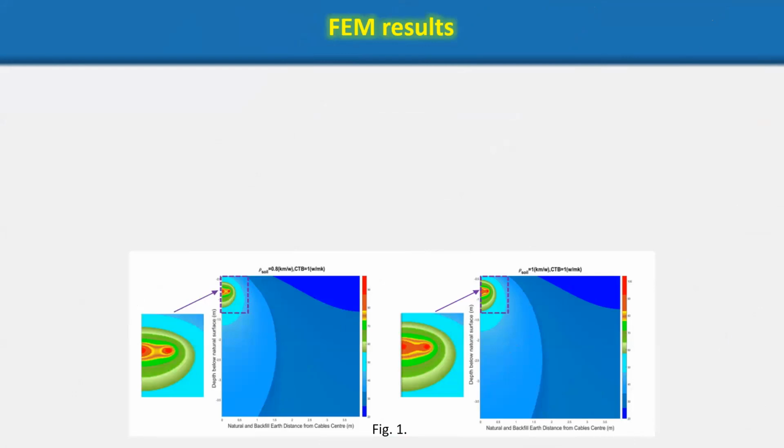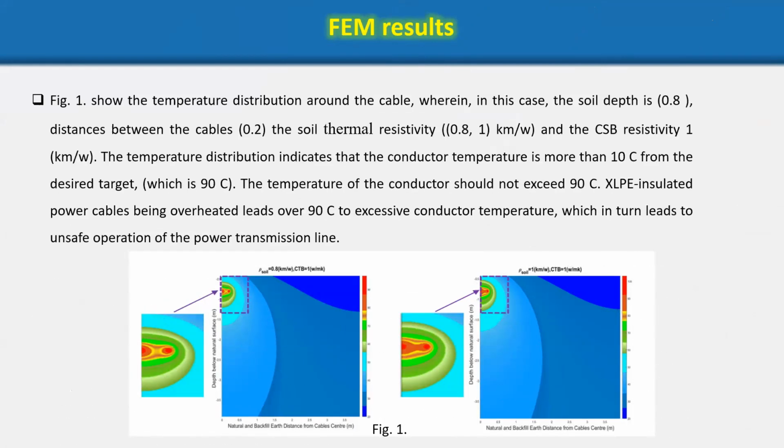So the finite element method result, figure 1, as we see, shows the temperature distribution around the cable, where in this case the soil depth is 0.8 meters, the distance between cables is 0.2, the soil thermal resistivity is 0.8 to 1 Kelvin meters per watt, and the CSB resistivity is 1 Kelvin meter per watt.